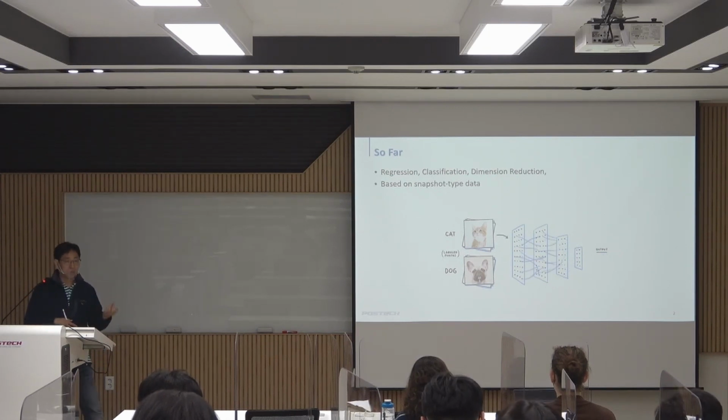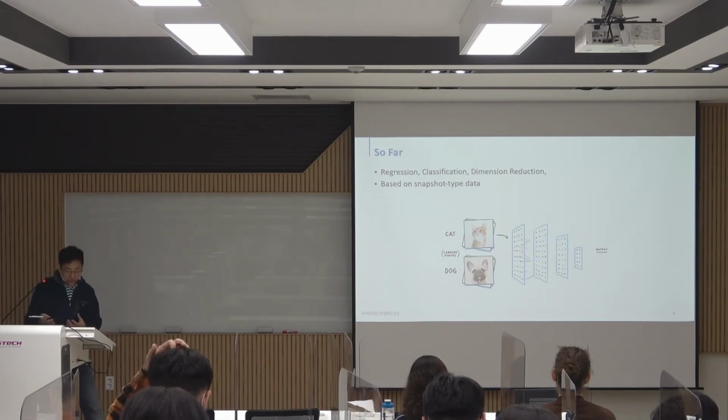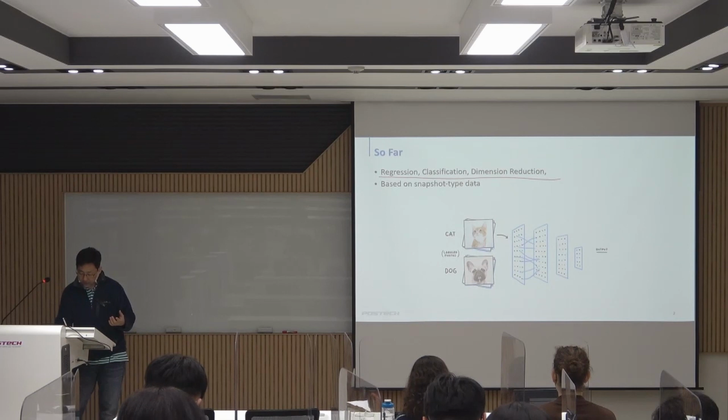We did machine learning, regressions, classifications, dimension reductions, and we did artificial neural nets, deep learning, CNNs, autoencoders and GANs. Let me see, dimension reductions and maybe generative models as well.